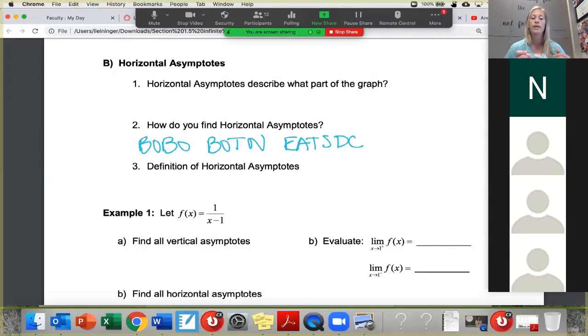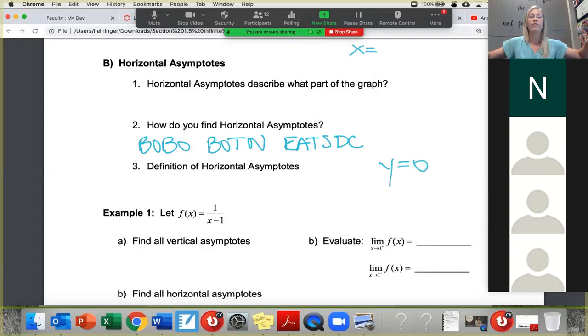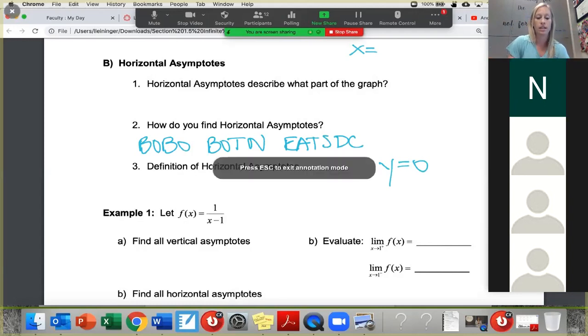The first one, BOBO, is bigger on bottom. That's your exponents are bigger on bottom, then you have y equals 0 as an asymptote. The second one was if the exponents are bigger on top, there is none. And the third one was if the exponents are the same, you divide your coefficients to find your horizontal asymptote. Those are going to be y equals, where your vertical asymptotes are going to be x equals. Often, though, the horizontal ones describe the end behavior of your graph. So that's what we're going to use the horizontal asymptotes for.